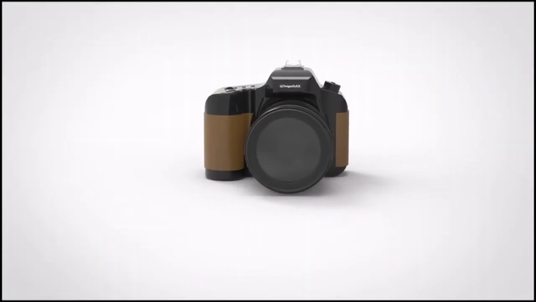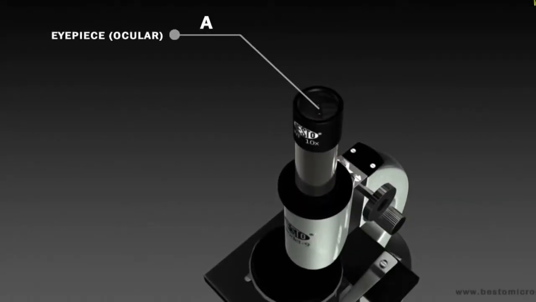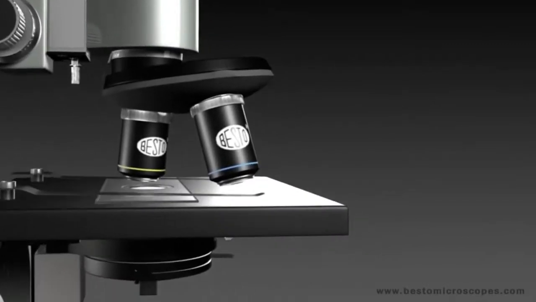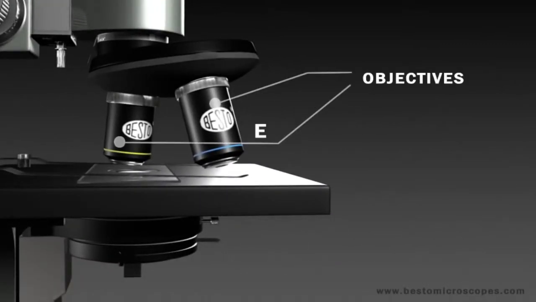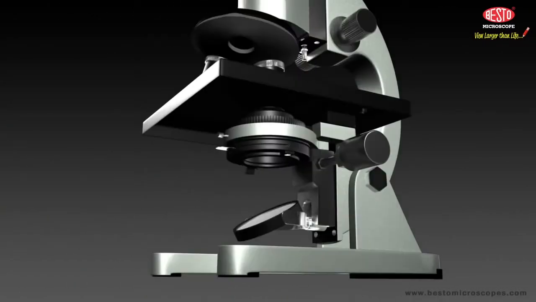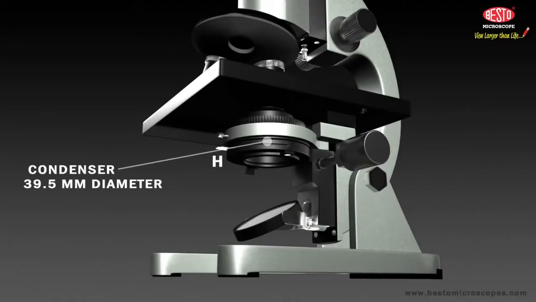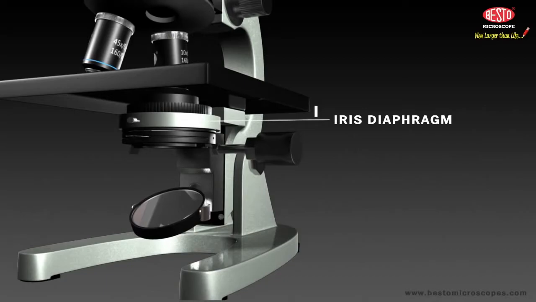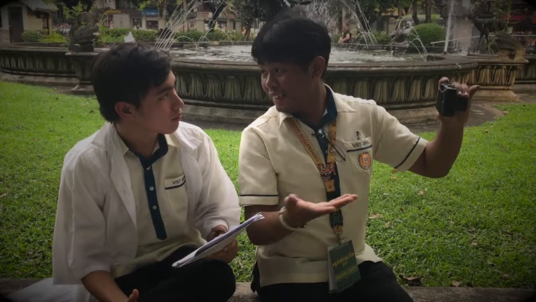Camera and microscope are similar in so many ways. They both have eyepieces which help you view a particular subject. The revolving nosepiece is a revolving turret that houses the objective lenses. Objective lenses are used for magnification. The stage is where the subject is placed. The condenser is responsible for collecting and directing light. The iris diaphragm controls the amount of light reaching the specimen. That's it. Wow, thanks. Well, I have to go.